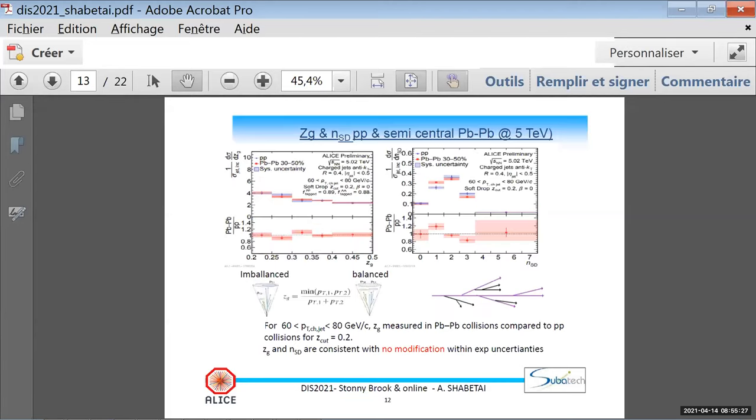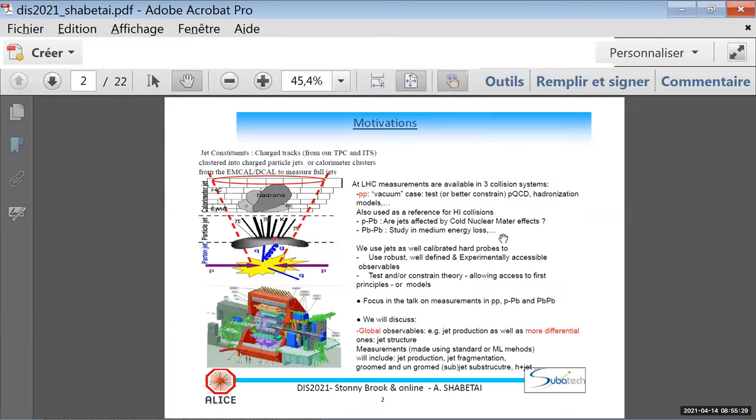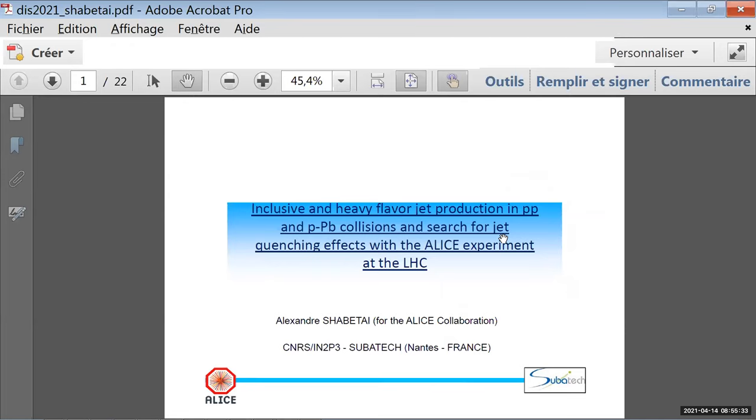So I will introduce you. This is another ALICE talk. This is on inclusive and heavy flavored jet production in pp and proton-lead collisions and search for jet quenching effects. So I see that the sharing should start here in a sec. Now I see it. You see it? Yes. Okay, so I'll give you a warning after 10 minutes.